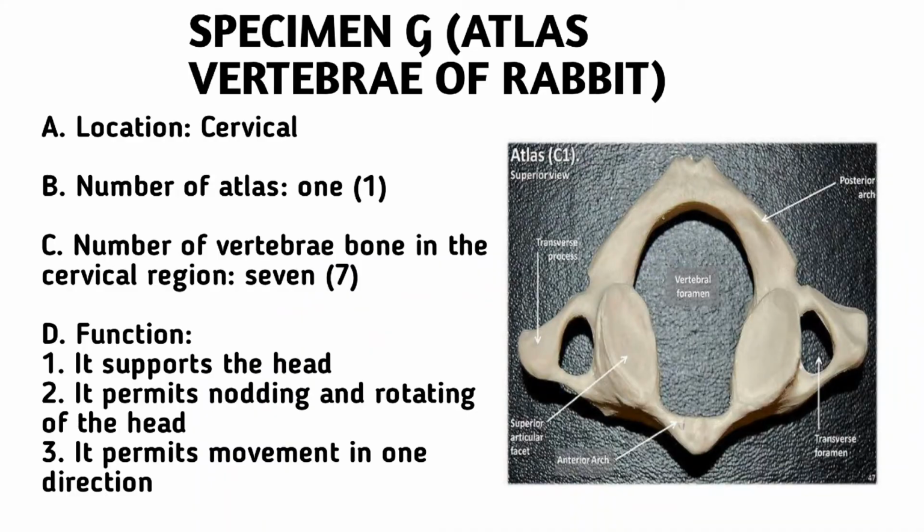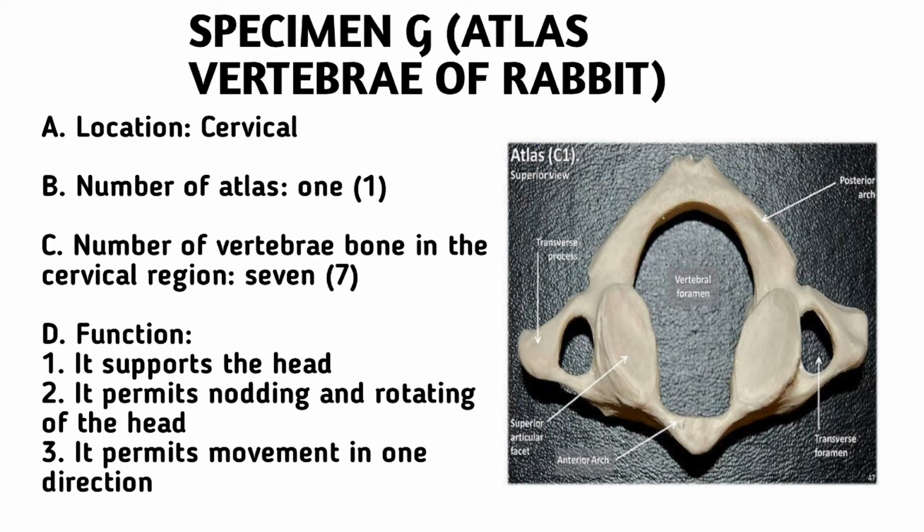Moving on, specimen G is the atlas vertebrae of a rabbit. You could be asked what is the location from the organism from which it is gotten. The answer is simply the cervical region. Cervical also means the neck region, but in exam, simply write cervical region.